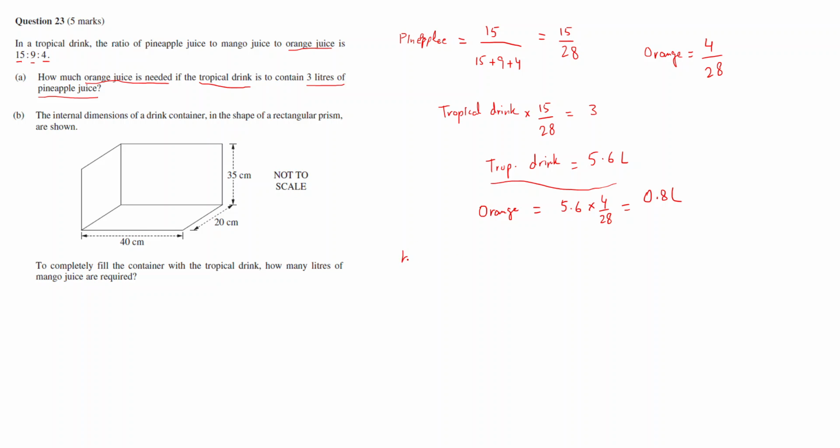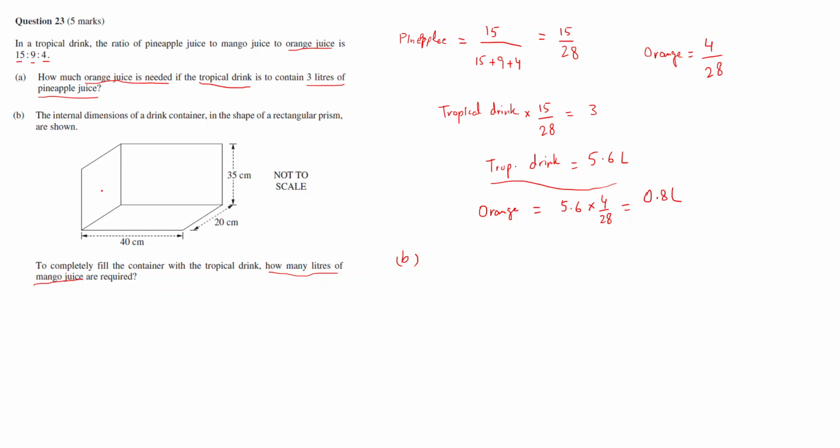Now coming to part B, you're told the internal dimensions of a drink container, this is a container, is this. And what they're asking is to fill this container with a drink, how many liters of mango juice are required? Before even coming to how many liters of mango juice are required, we need to figure out how much of a full drink can fit in this. What's the size of the drink that can fit in?